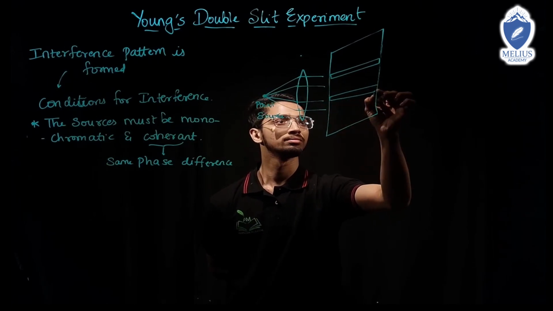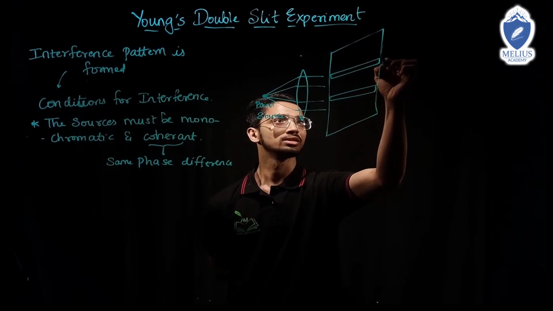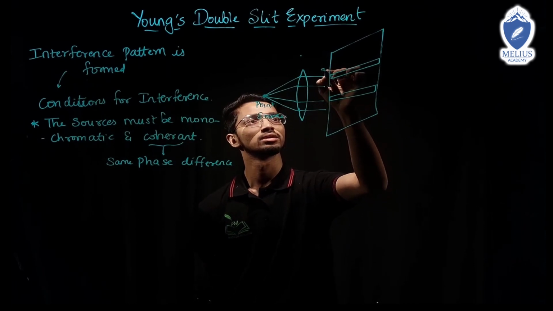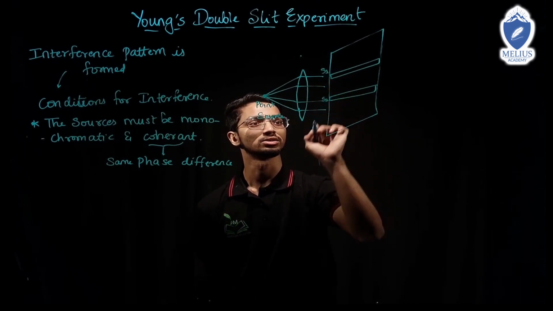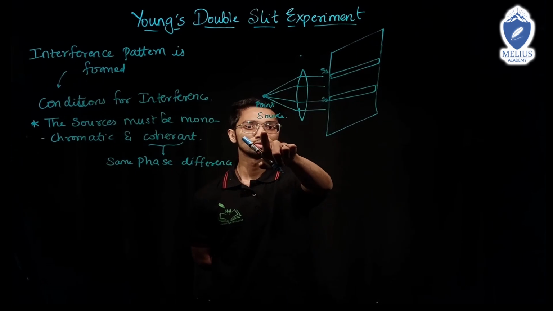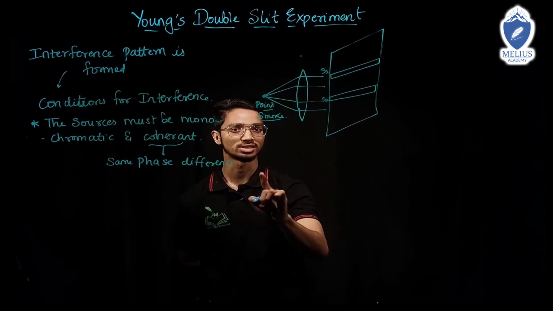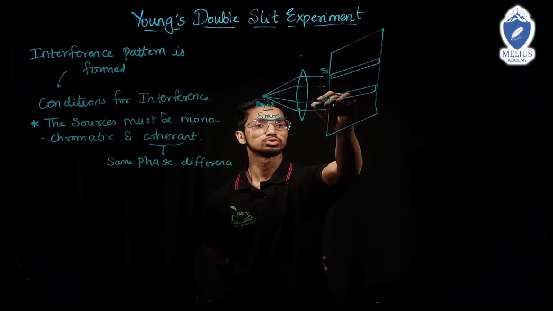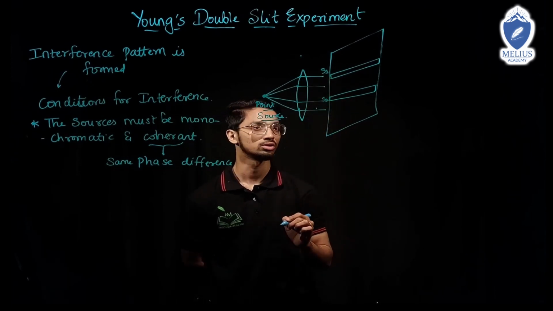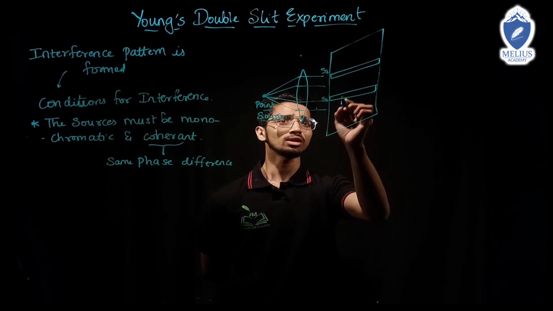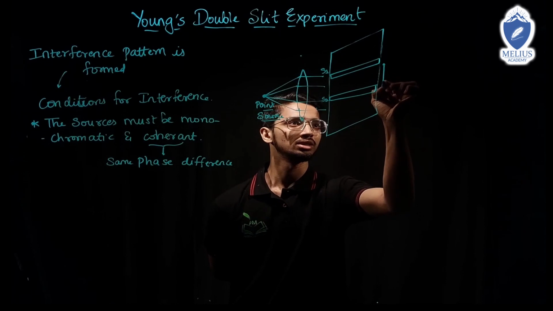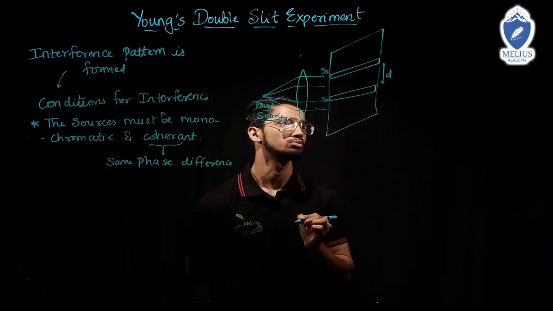These are slits. Slit S1 and slit S2. These two sources are coming from a single point source. So these two light sources are coherent. Now the distance between these two slits is small d.